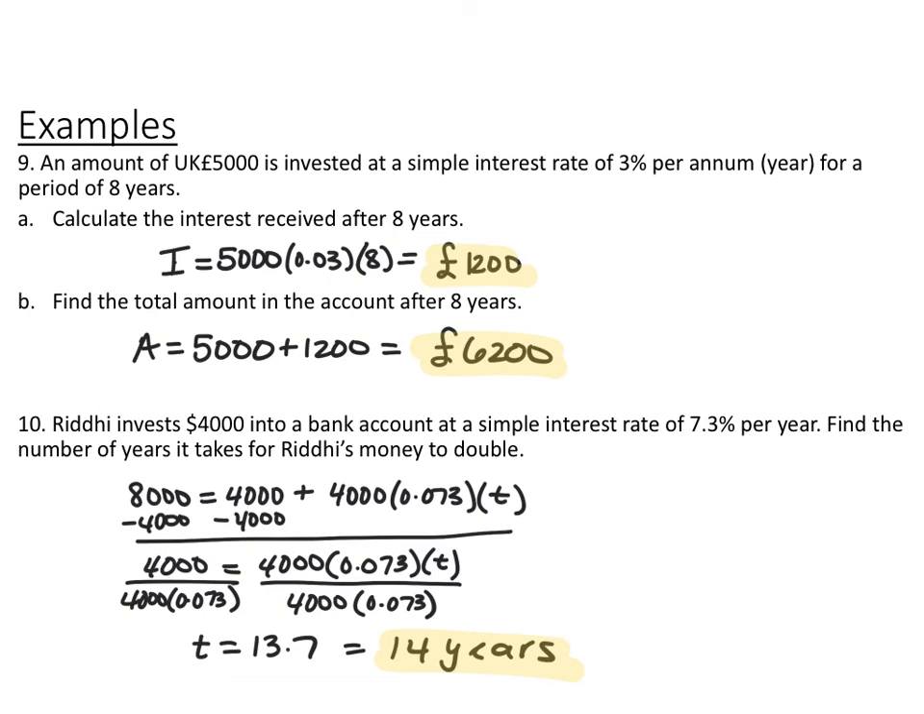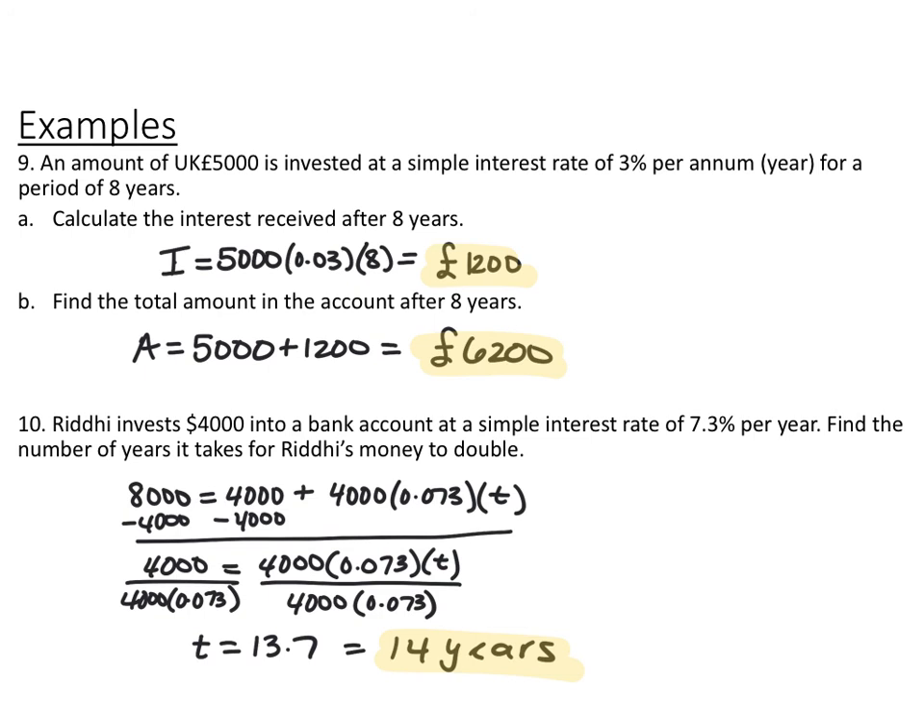So for the first one, interest is calculated as principal times interest rate times the number of years. Make sure your interest rate is in decimal form. So 5,000 times 0.03 times 8, which is 1,200 pounds. So over the 8 years, you'll earn 1,200 extra pounds in interest. For part B, total amount of money, well, you have your principal, the 5,000, plus the interest. So therefore, at the end of the 8 years, you will have 6,200 pounds in the bank account.